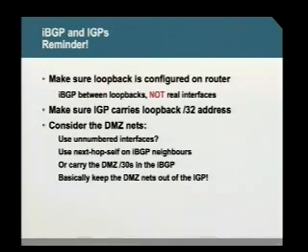So, around iBGP and IGPs: run iBGP between loopbacks, not between real interfaces. Then you don't suffer problems if the real interfaces go down. Your iBGP stays stable, it stays up. You let your OSPF take care of any network infrastructure problems. Make sure your IGP carries the /32s.